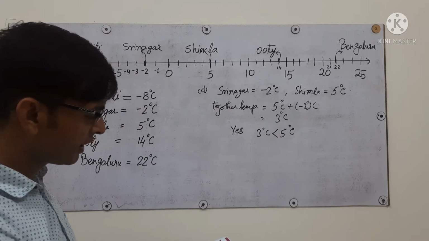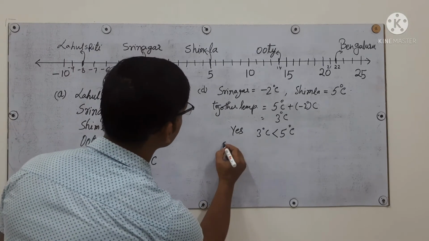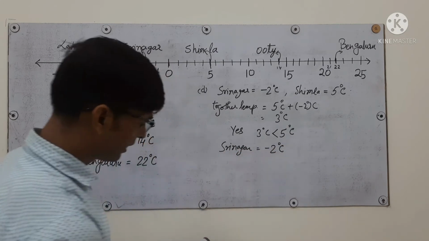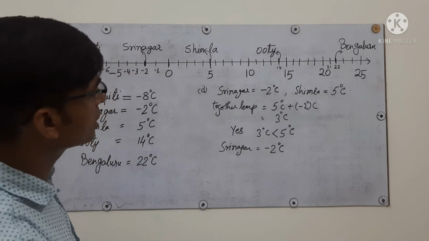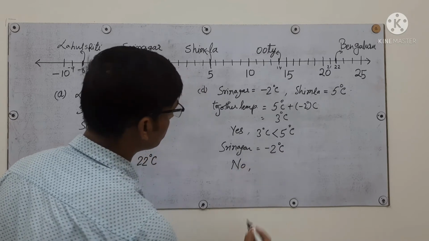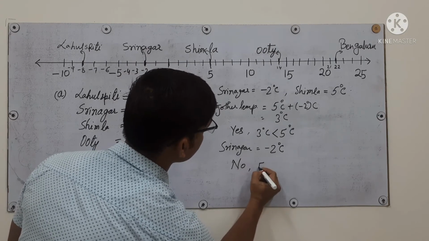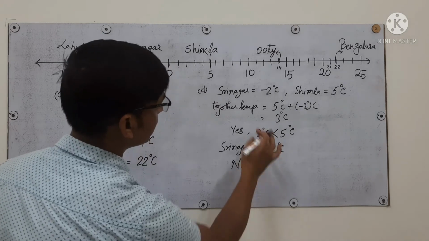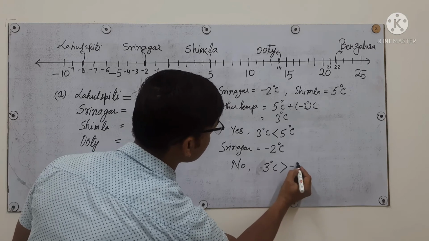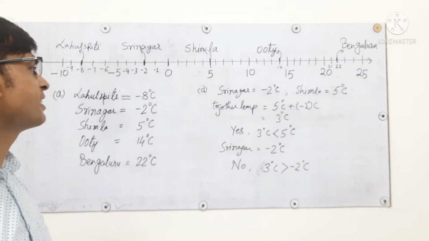Similarly, another part of it: is it also less than the temperature at Srinagar? What is the temperature at Srinagar? Srinagar temperature is -2 degrees Celsius. So is it less than the temperature at Srinagar? It will be no. Why will it be no? Because, oh sorry, it is 3 degrees Celsius, and 3 degrees Celsius is greater than -2 degrees Celsius. So from here we can see the questions are very easy and we can easily solve them.